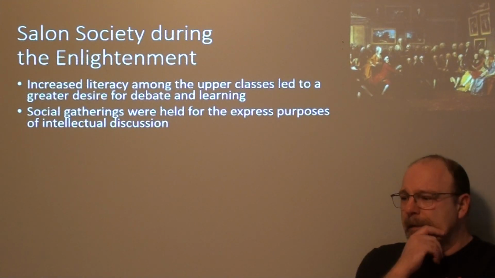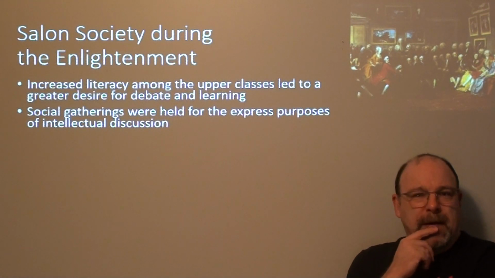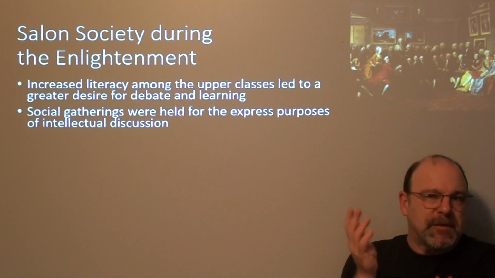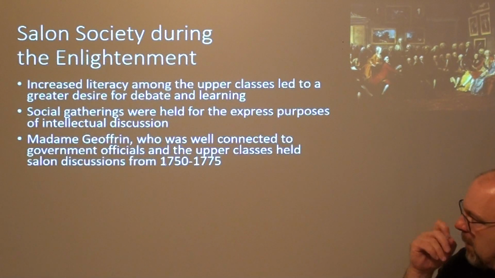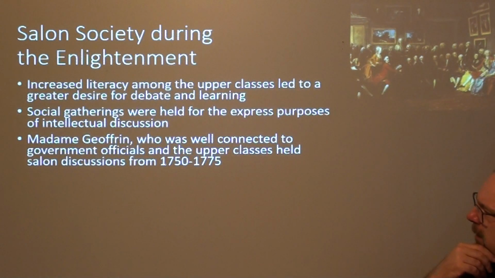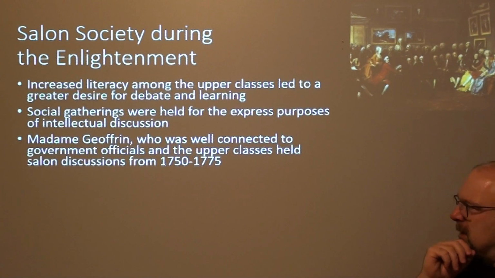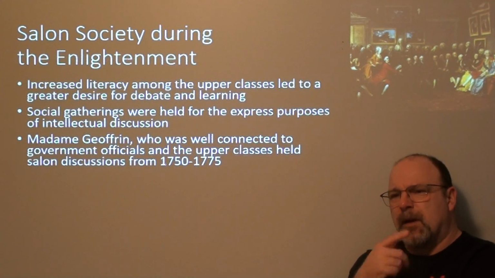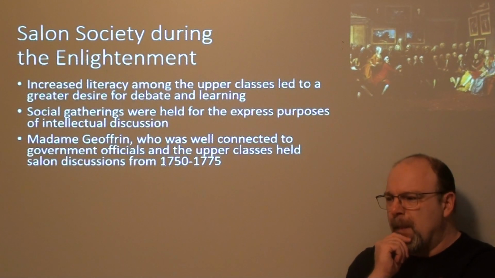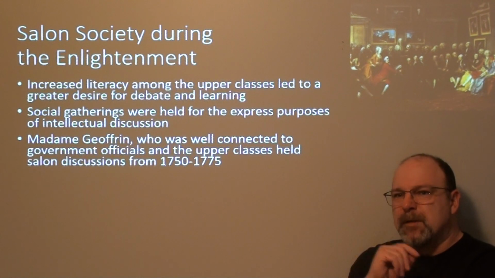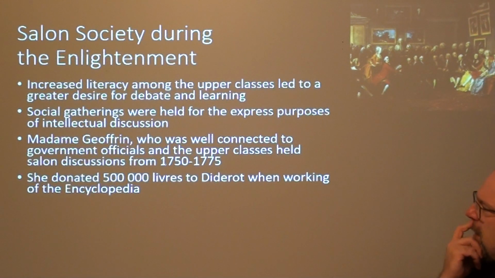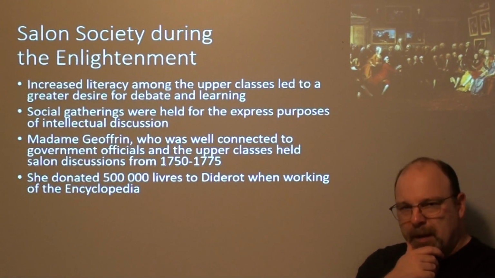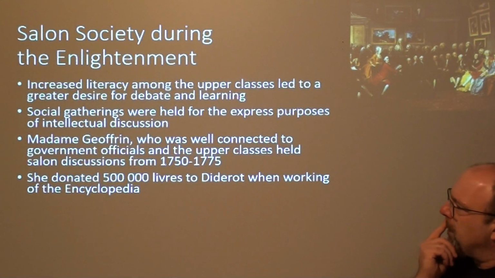Well, let's invite Voltaire. Maybe Montesquieu wants to come for a couple of pints and we'll get him talking about levels of government and so on and so forth. Madame Geoffrin, who was well connected to government officials in the upper classes, held salon discussions between 1750 and 1775. Geoffrin's salons were huge in terms of the acceleration of these ideas, not only becoming popular, but how these enlightened thinkers began to influence each other directly. She donated 500,000 livres to Diderot, who worked on the encyclopedia, so she was very much inspired by what she was hearing and what they were discussing.